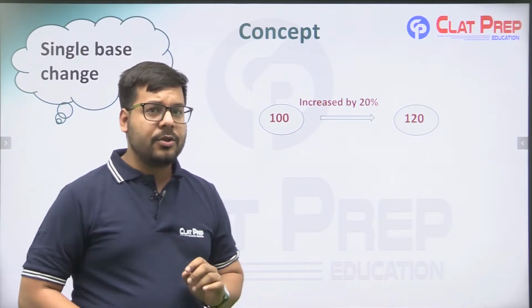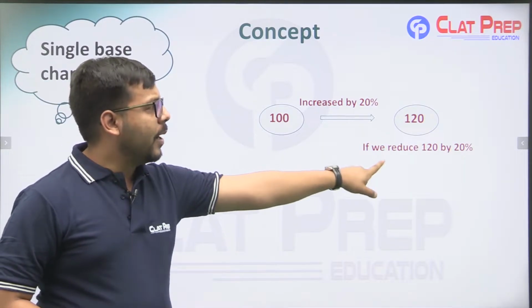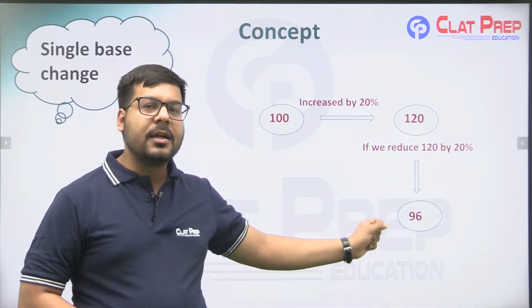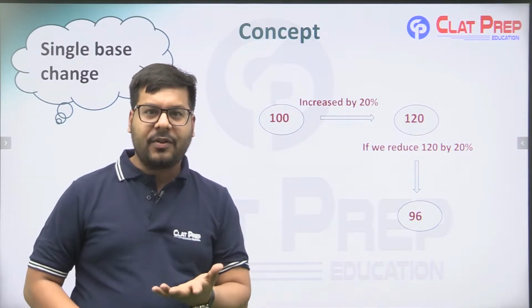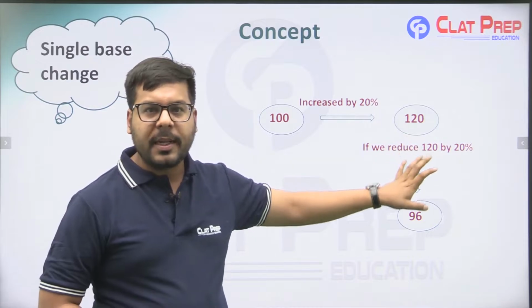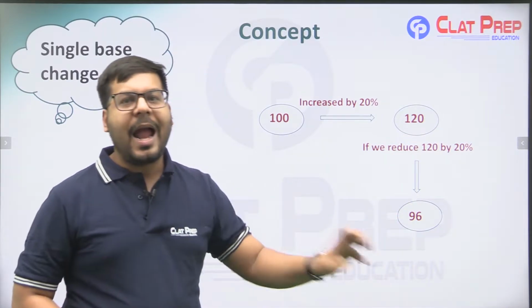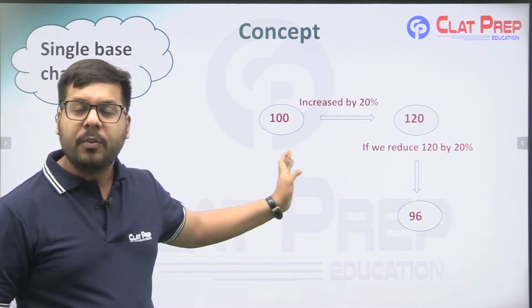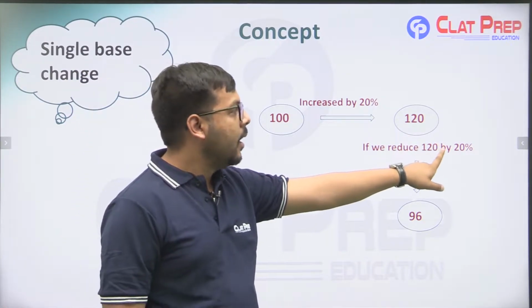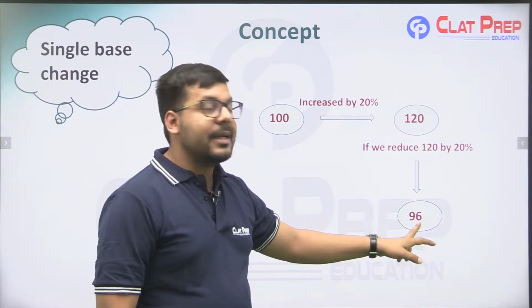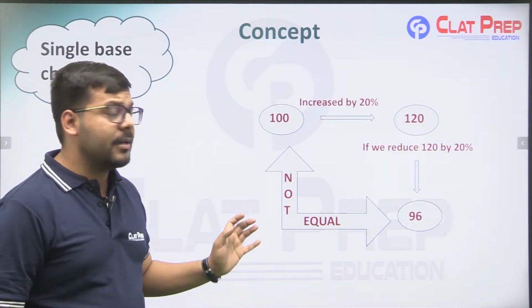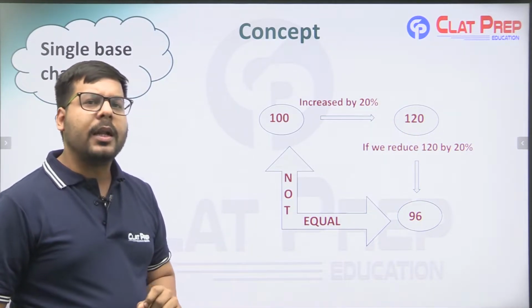What a lot of students do is they reduce 120 by 20% and do not realize that the result is 96. What they normally think is plus 20% minus 20% is going to nullify and I will get the original value back again. But that's not the case, because if you reduce 120 by 20%, the result is 96, which is 4 less than 100. So you can see that this is not equal. Did you ever wonder why?